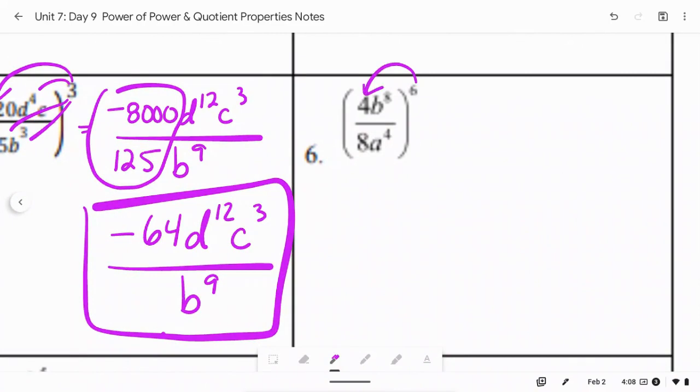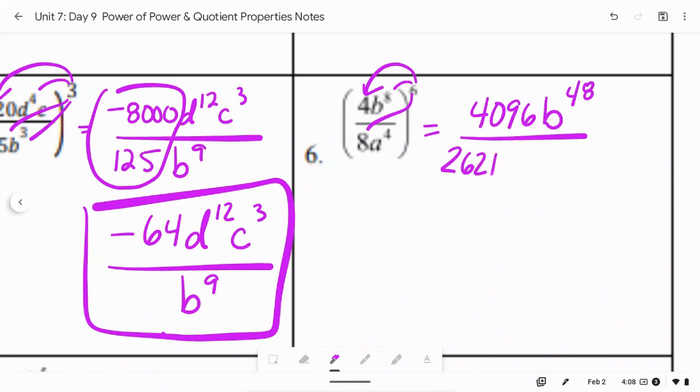In problem number 6, I'm going to distribute 4 to the 6th power. So I'm going to type that into my calculator, and I end up with 4,096. Then multiply my exponents, so b to the 48th. Then I'm going to do 8 to the 6th power in my calculator, and I get a really big number. It's 262,144, a to the 24th.